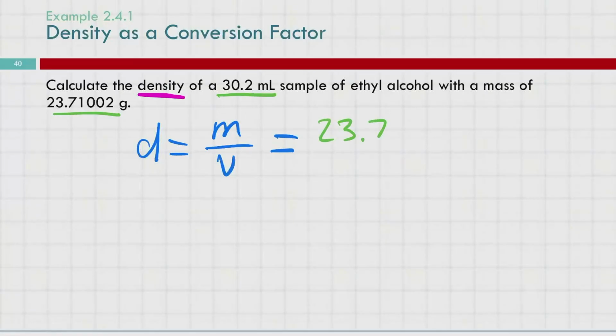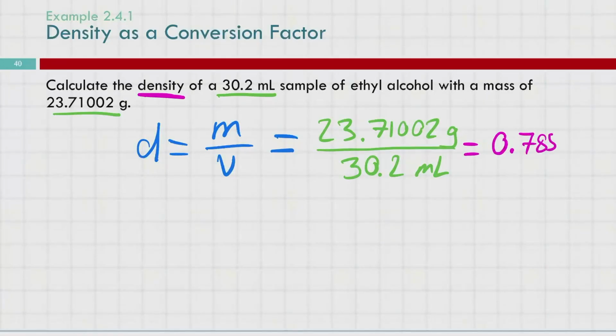So our mass up top, 23.71002 grams, and 30.2 milliliters on the bottom. The number that our calculator gives us, 0.7851. And what are the units? Grams over milliliters. Yeah, it's grams over milliliters. They just combine in the way that they're laid out. So the grams over milliliters, we can clump those together.